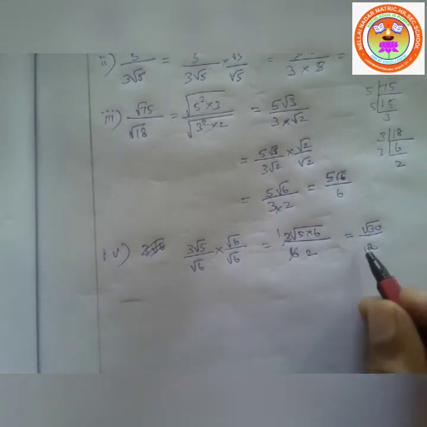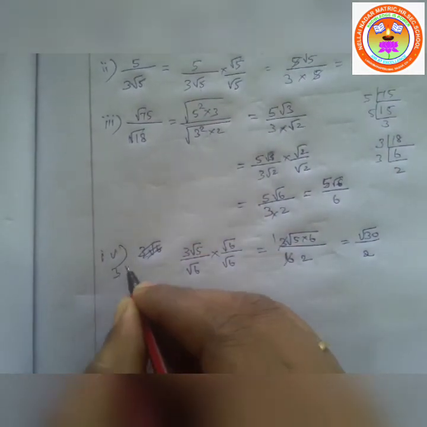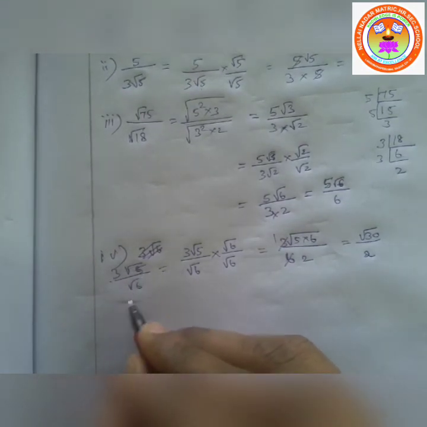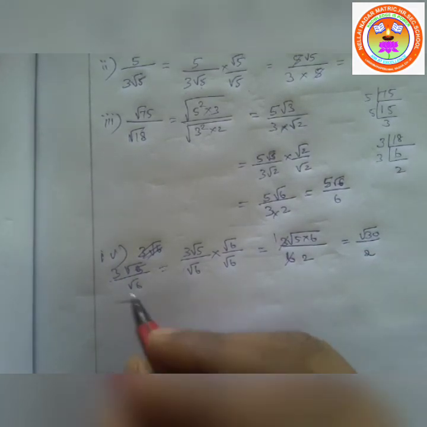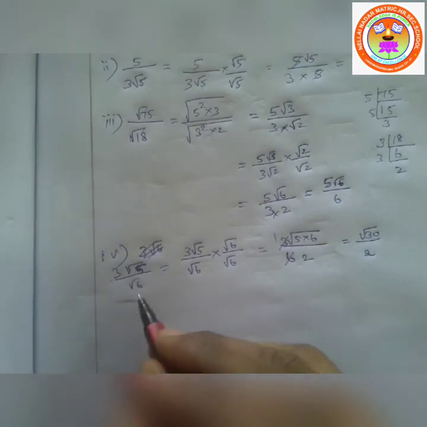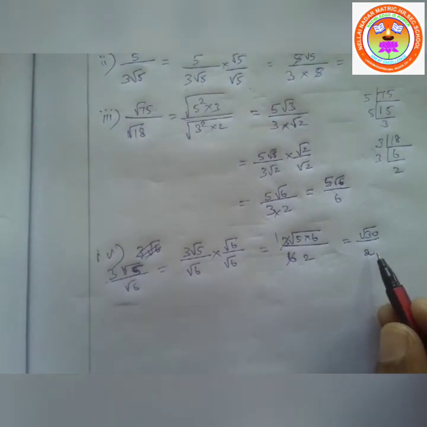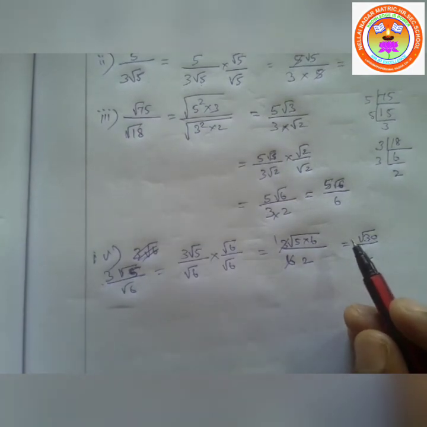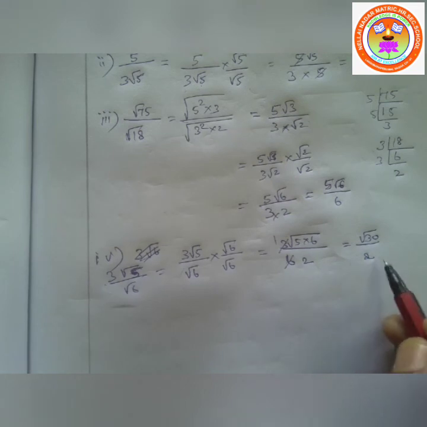Now we rationalized the denominator. In the question the denominator is root 6, but we changed this denominator into 2. That is called rationalizing. Are you able to understand? In the denominator part, there should not be any surds. Here the denominator is root 6, and I changed it into 2, a natural number. Like that we have to convert the denominator into a rational number. That is called rationalizing the denominator. Are you able to understand, children?